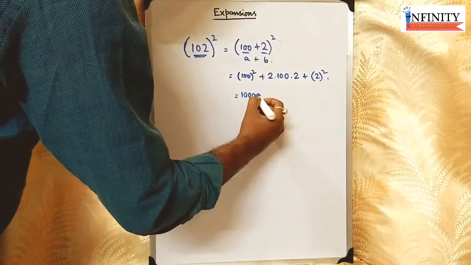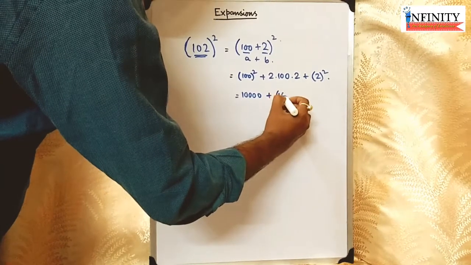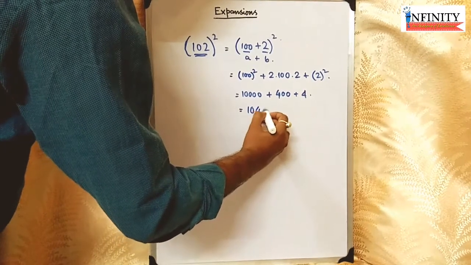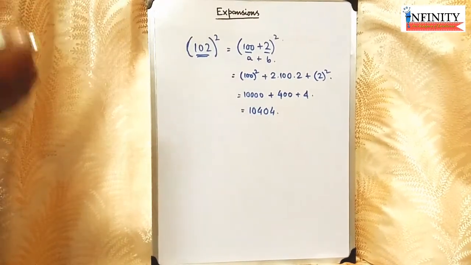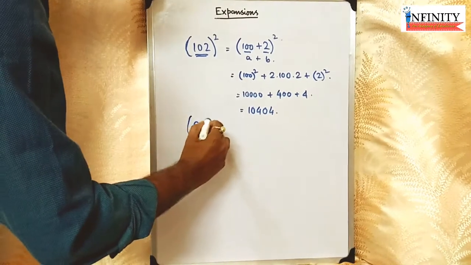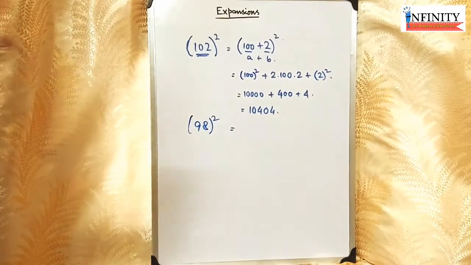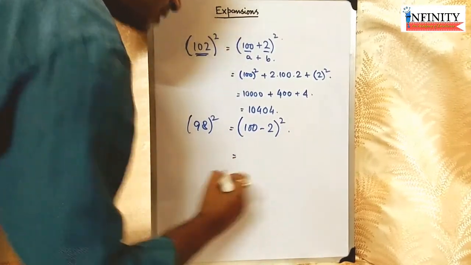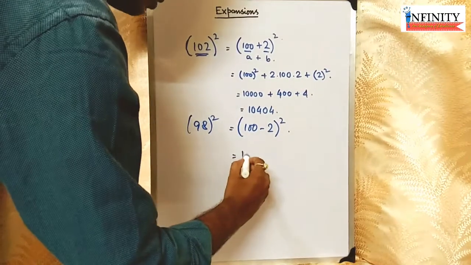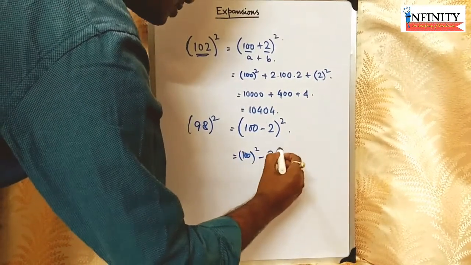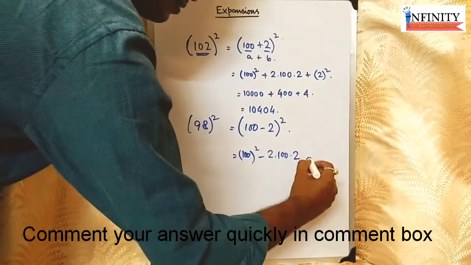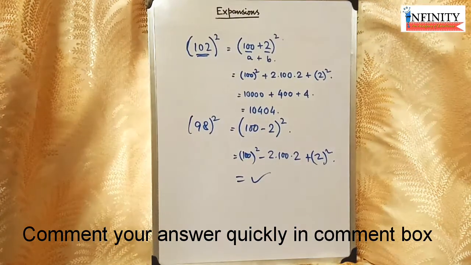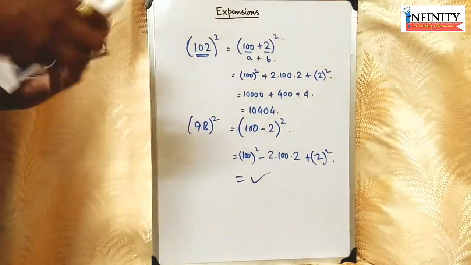That is 100 square means 10,000 plus 400 plus 4, correct? That is 10,404. And in a similar manner, you can also find 98 square. How can I write this? This is 100 minus 2 whole square, right? So it is nothing but a minus b whole square. So it will be 100 square minus 2 into a into b plus b square, correct? Easily you can find this, right? Comment your answer in this comment box, okay?